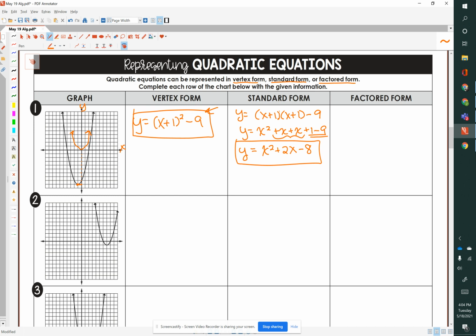Now we're being asked to produce the factored form. We need two numbers that add to 2 and multiply to negative 8. Those numbers would be 4 and 2, where the 4 is positive and the 2 is negative. So the factored form would be y equals x plus 4 times x minus 2. And that's all there is to it. Let's change our color and go on to number 2.